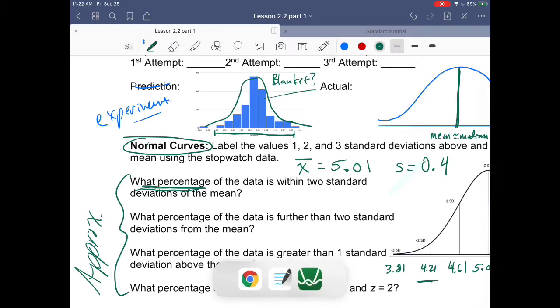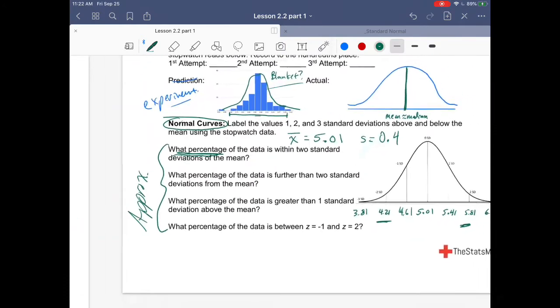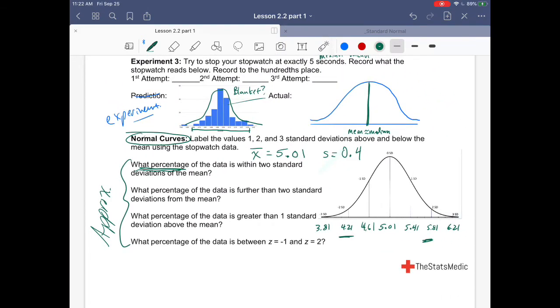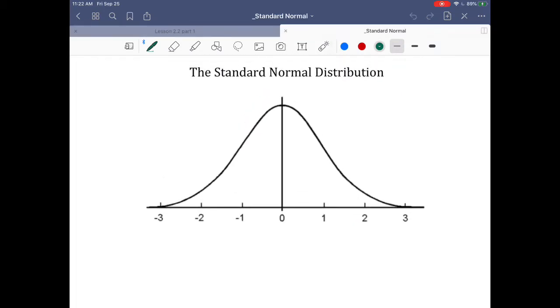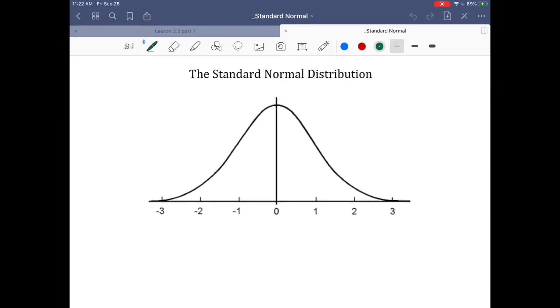So what percentage is further than 2 standard deviations from the mean? Well, whatever this percentage is, it's whatever's left over. So data is either within or outside of 2 standard deviations, right? So let's take a look at what's called the standard normal curve and figure out what percentage of data lies within a certain number of standard deviations of the mean. So here is our standard normal distribution.